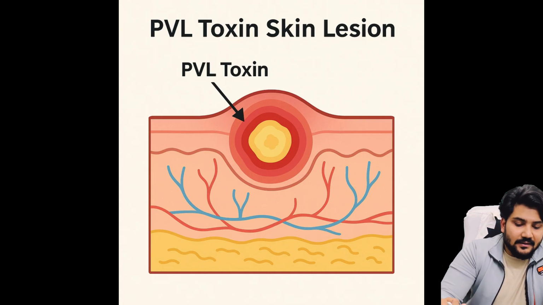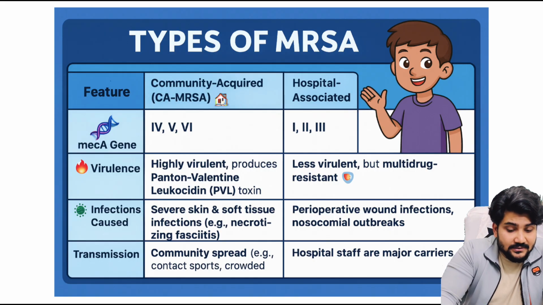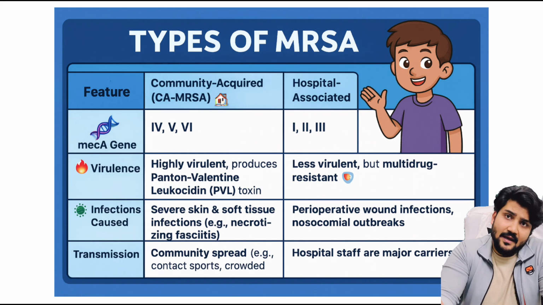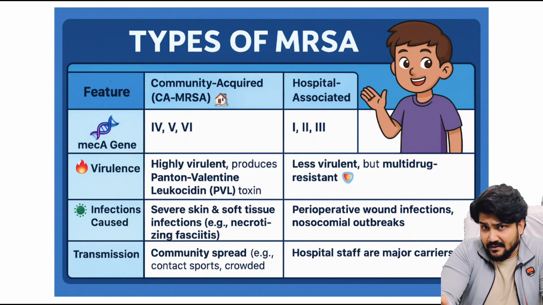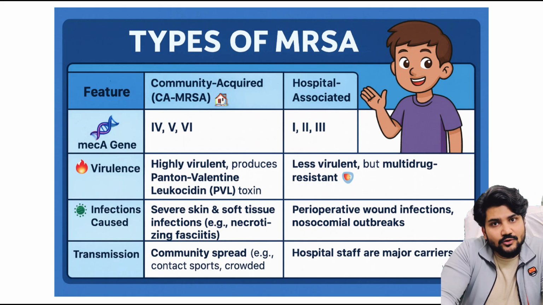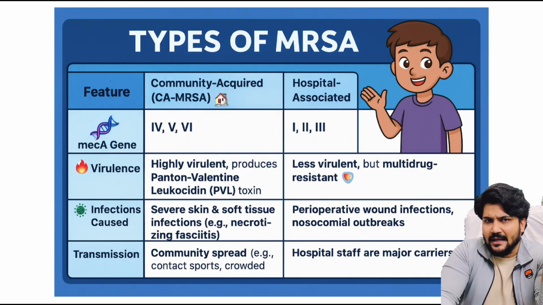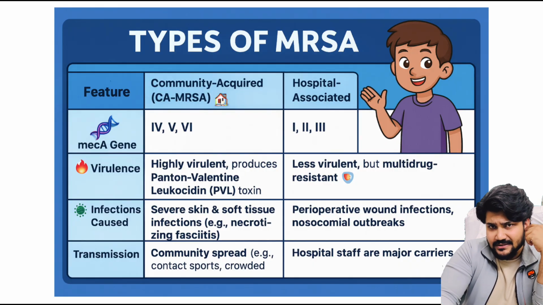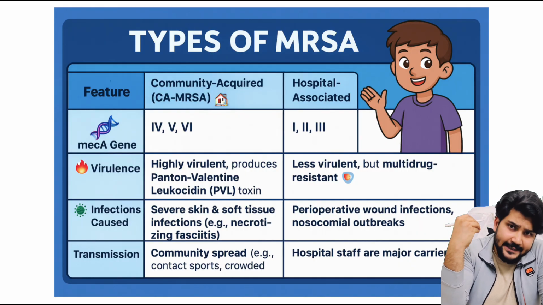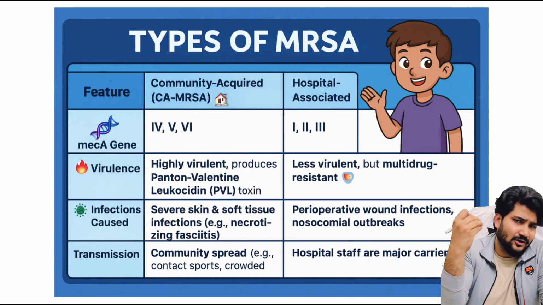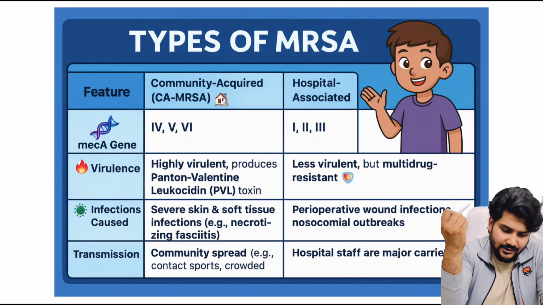Then second is the infection they cause. Community acquired MRSA will cause skin and soft tissue infections, and it could lead to necrotizing fasciitis. Hospital acquired MRSA is mostly nosocomial infection, meaning you can get this infection through the hospital. They will cause wound infection, surgical site infection and all.